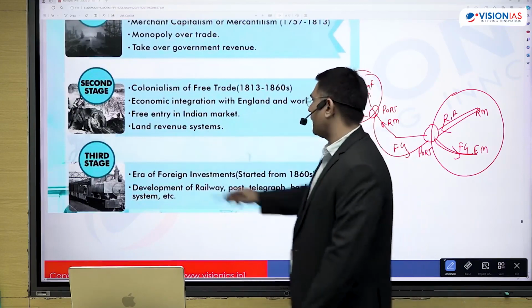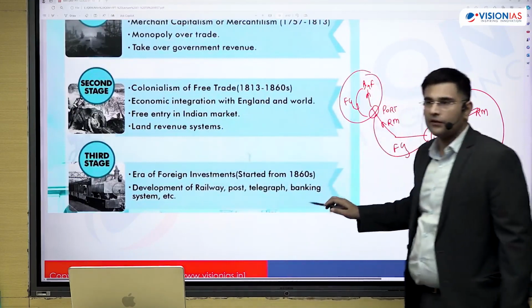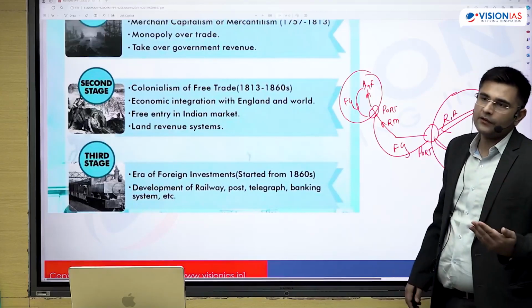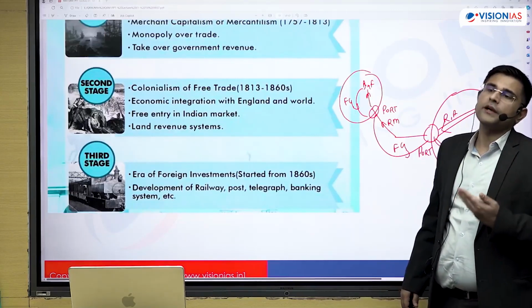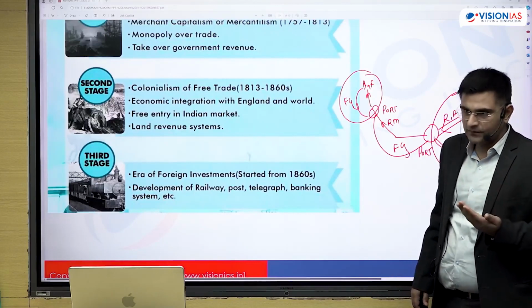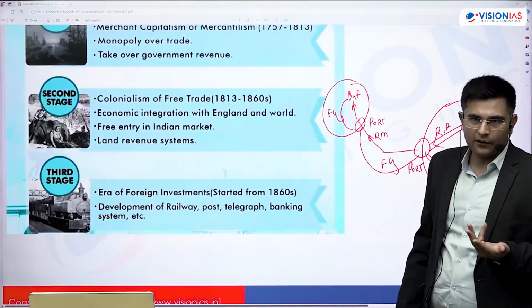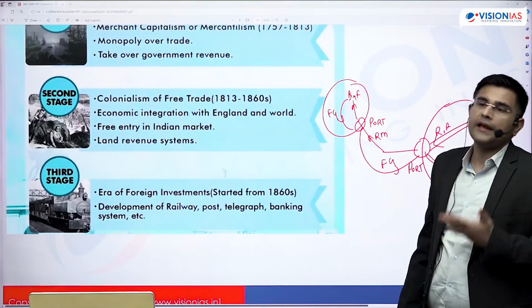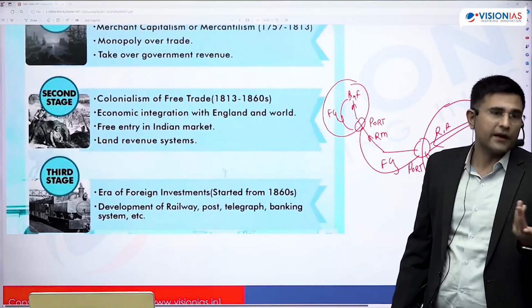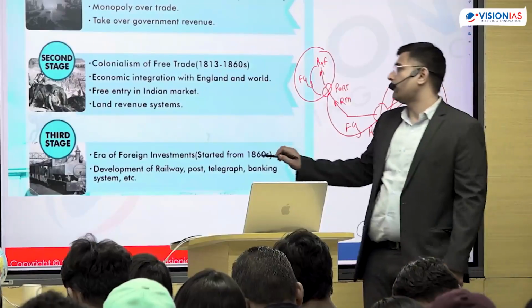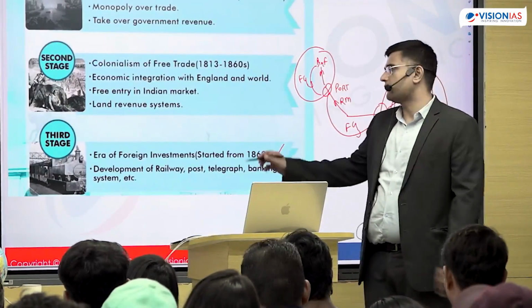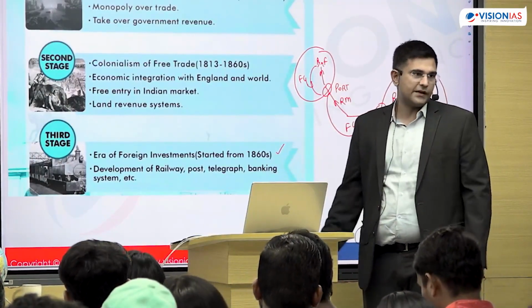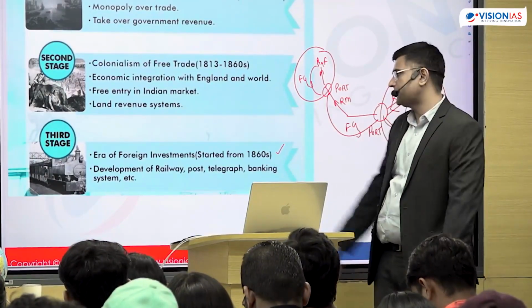Then in the third stage, the era of foreign investment started from the 1860s, because by 1850 your industrial revolution is done. So therefore, for example, in 1853 railways were begun. The telegraph network was started by Dalhousie in the 1850s. Canals were started, for example, in Punjab canals were built. So therefore, foreign investments begin. It is basically a business opportunity for the Britishers to invest money in India and to have benefits.